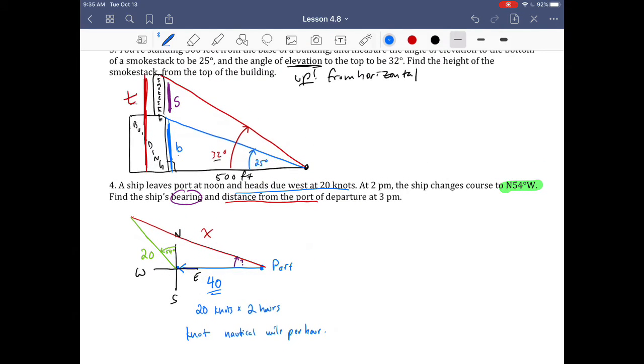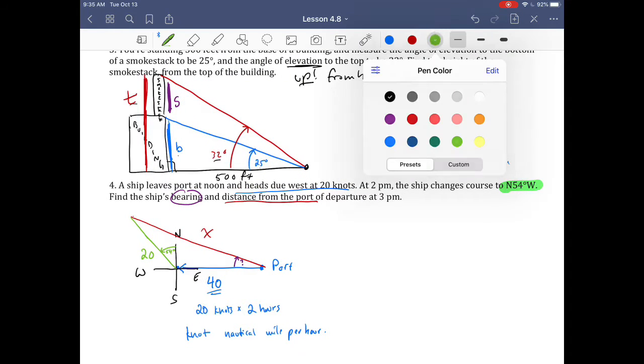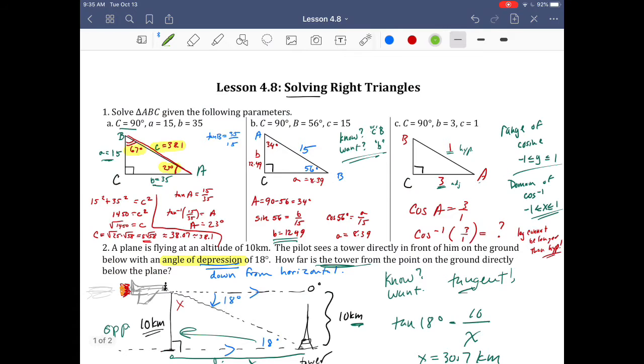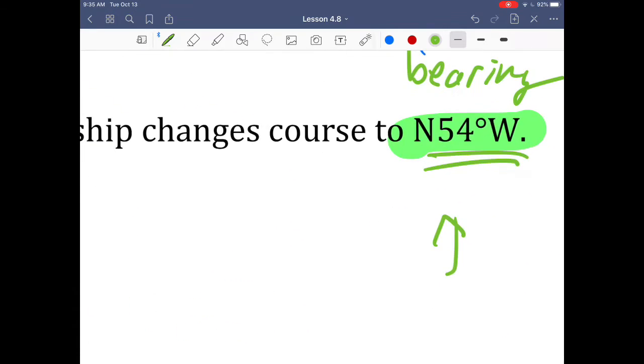Then at 2 p.m. they change direction. This is called a bearing. How to read a bearing: for north 54 degrees west, you start by facing north, and then, sorry about that, you start by facing north and you turn towards west 54 degrees.